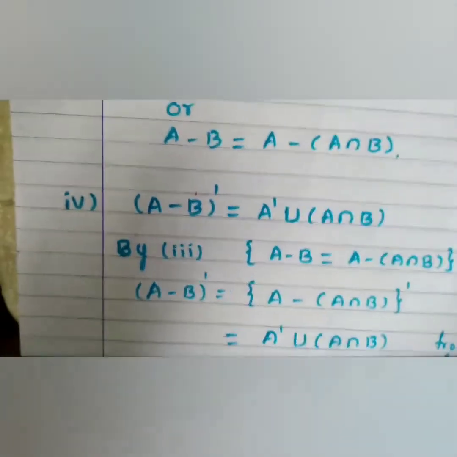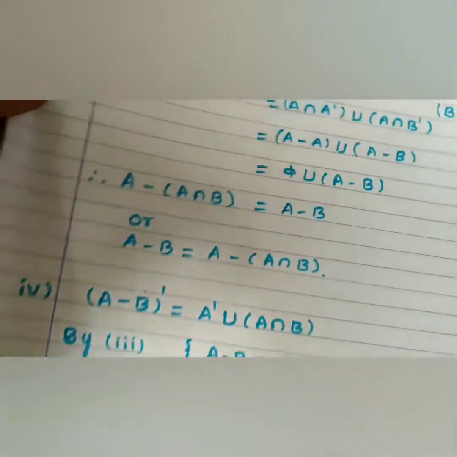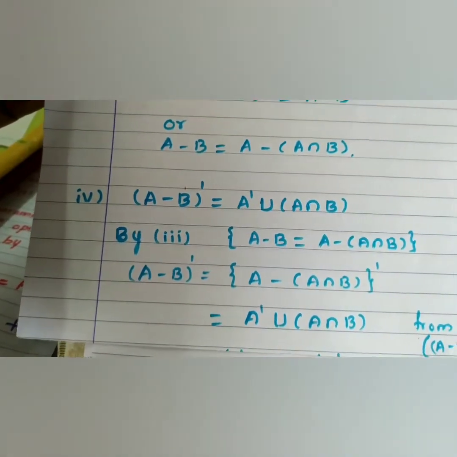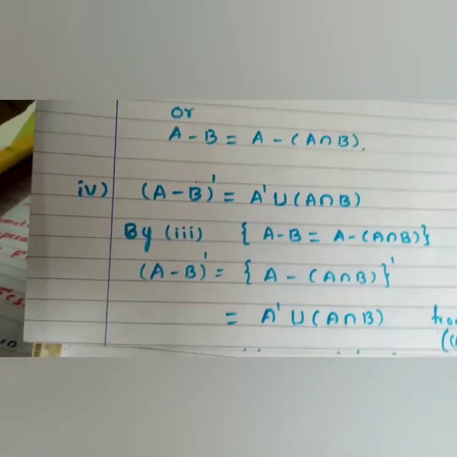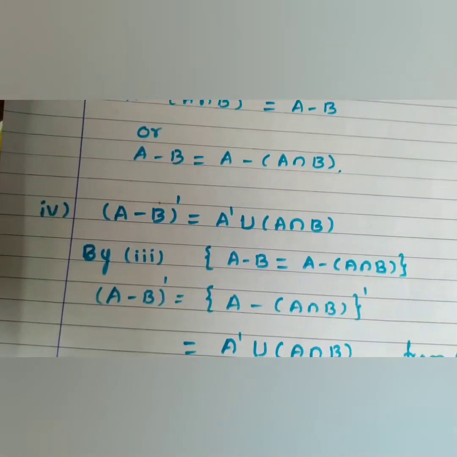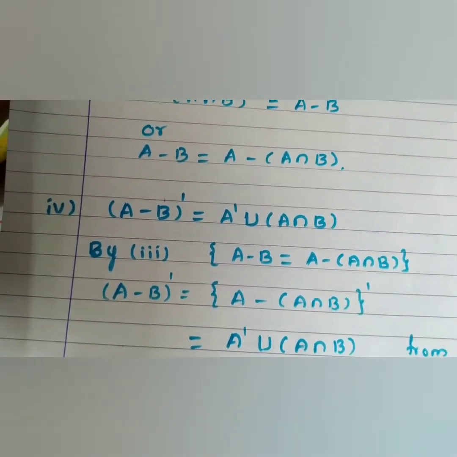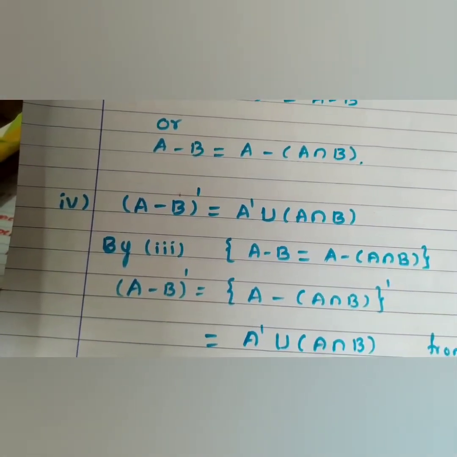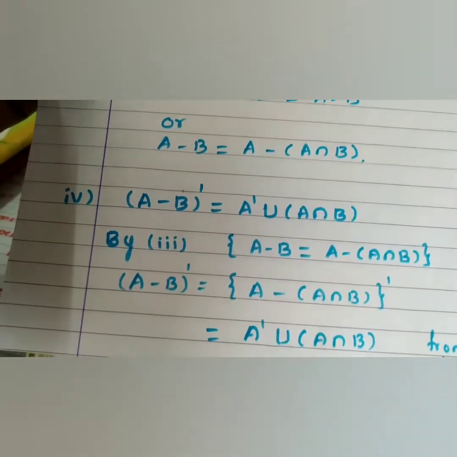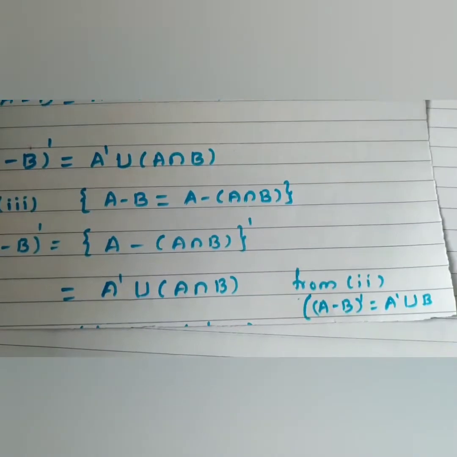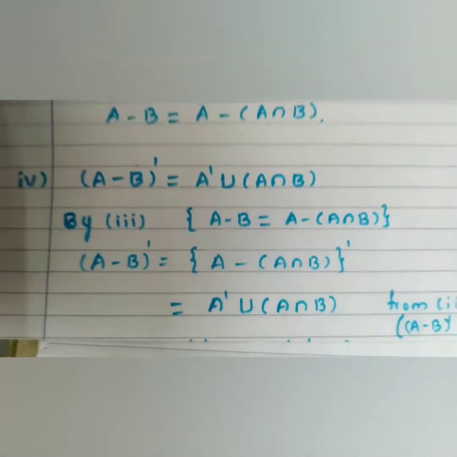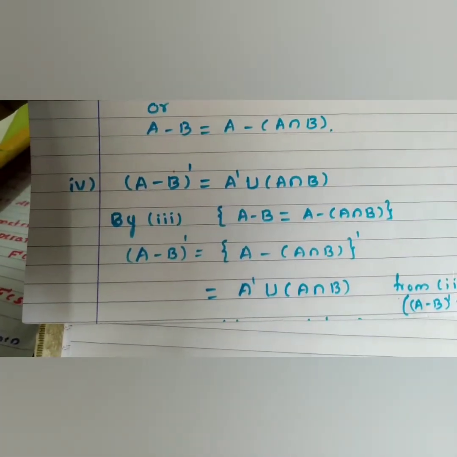Similarly, let us go for the fourth result. The fourth result is: complement of A minus B is complement of A union A intersection B. It is a very simple proof by means of the above results. From 3, we can recall that A minus B is A minus of A intersection B. Taking complement on both sides, A minus B dash is A minus of A intersection B, its complement. Again using result 2, A minus B dash is A dash union B. Like that, this becomes A dash union of A intersection B. So this completes the proof of the fourth result.